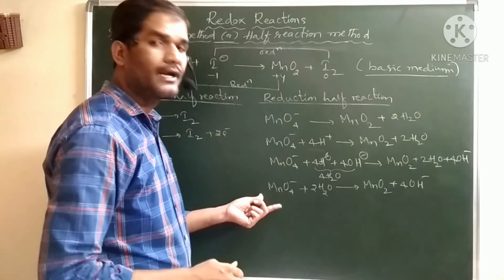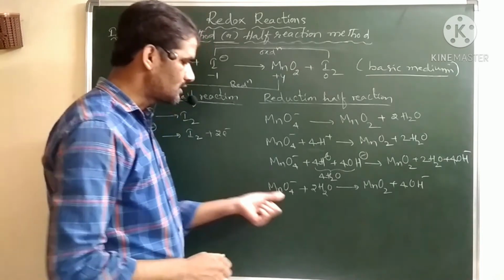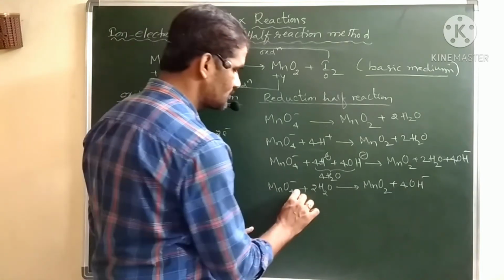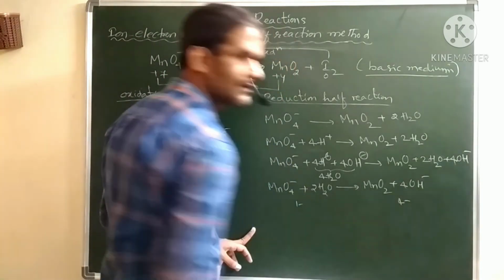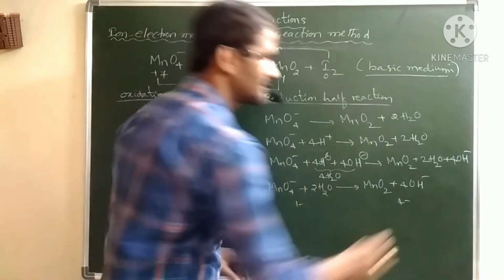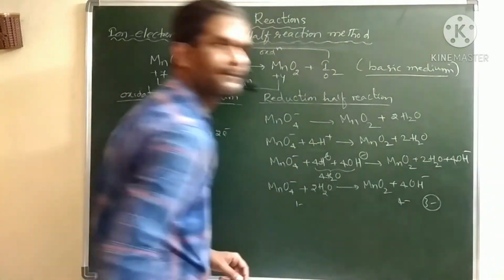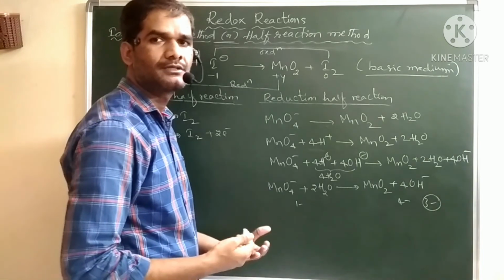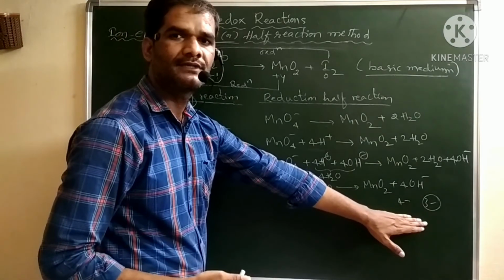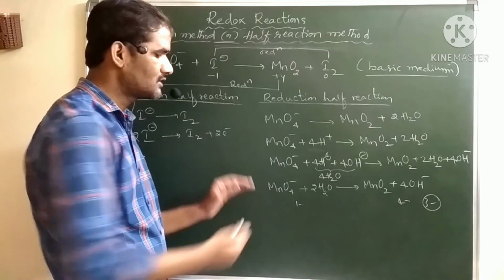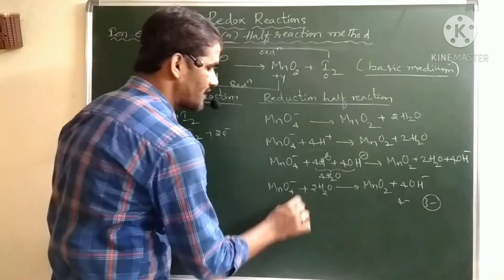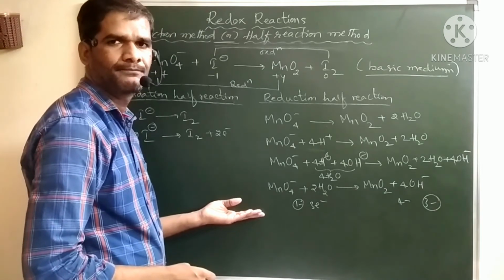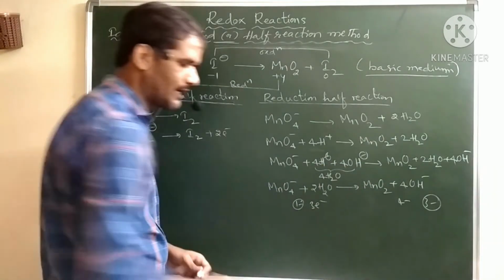Next, after that, we have to balance the charge. Your charge is 1 negative on the left and 4 negative on the right. So 1 negative and 4 negative means the right side still has 3 excess negative charges. Then to balance the extra 3 negative, we have to add electrons. On which side? To balance the negative charge, we have to add electrons on the left side. So we have to add 3 electrons on the reactant side. Now both sides the charge will be balanced.